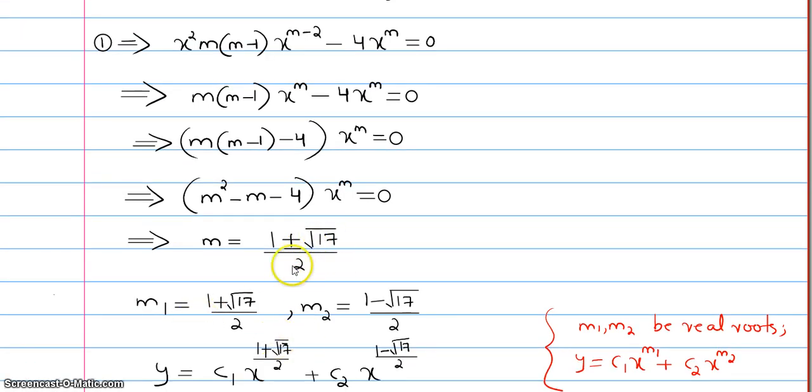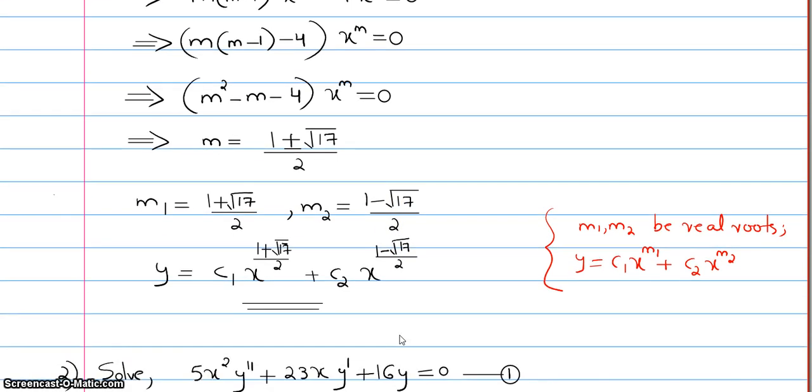Let m1 and m2 be the two roots. We get m1 equal to 1 plus root 17 by 2, and m2 equal to 1 minus root 17 by 2. Here the two roots are real and distinct. So the general solution format will be y equal to c1 x raised to m1 plus c2 x raised to m2. Just replace the values of m1 and m2. The general solution will be c1 x raised to 1 plus root 17 by 2 plus c2 x raised to 1 minus root 17 by 2.